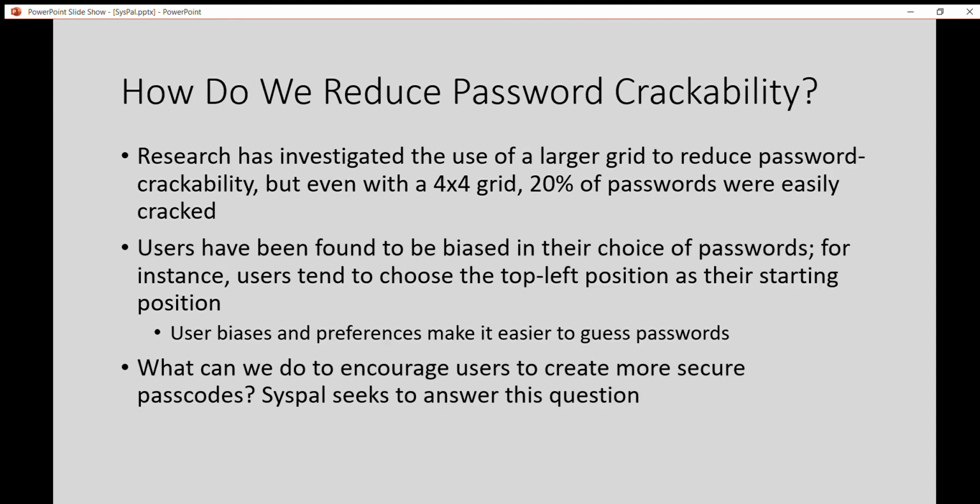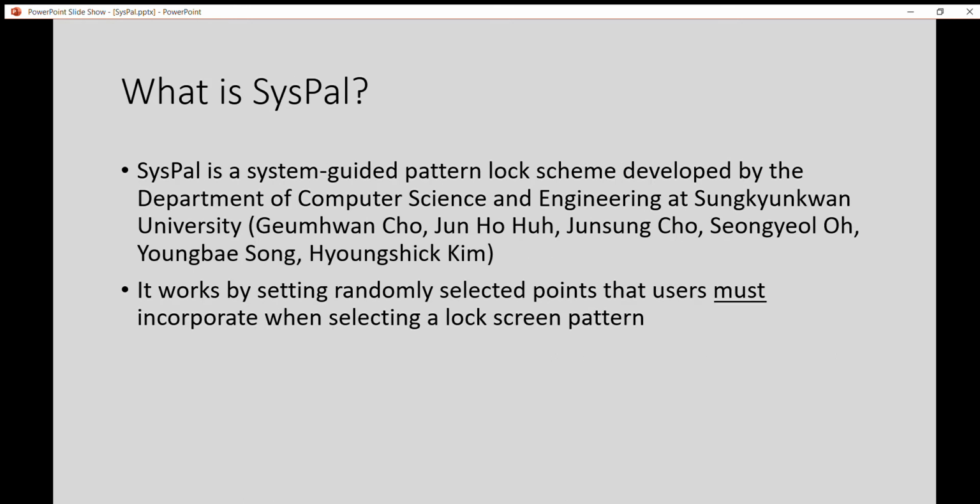Now, how do we reduce password crackability? Research has investigated the use of a larger grid to reduce password crackability, but even with a 4x4 grid, 20% of passwords are easily cracked. This is because, as I said before, users are biased in their choice of passwords, choosing typical starting positions or ending positions that make their passwords easier to guess. So, what can we do to encourage users to create more secure passcodes? SysPal is a system that seeks to answer this question and provide a solution.